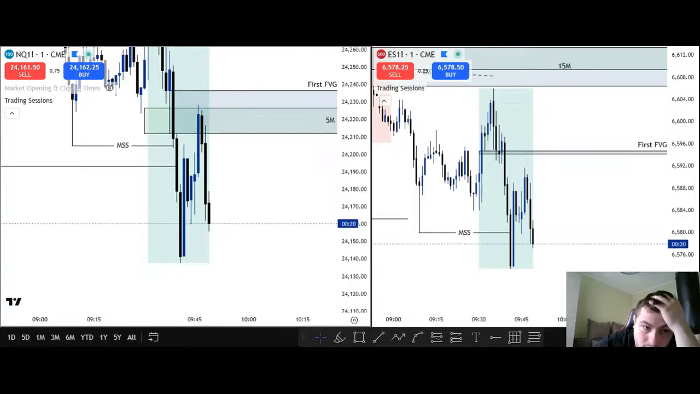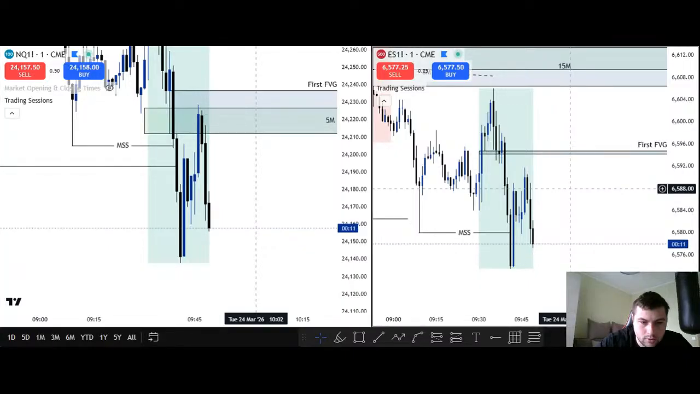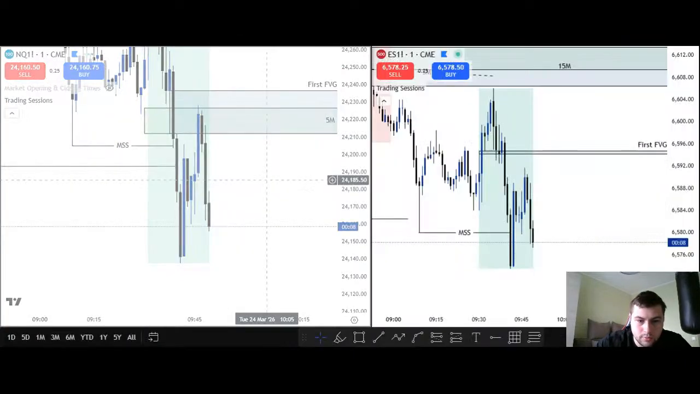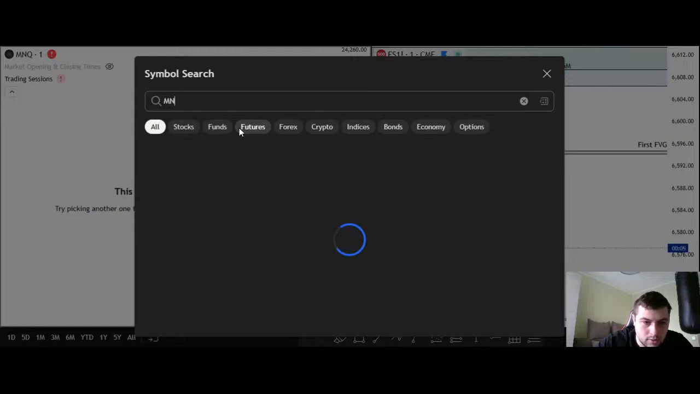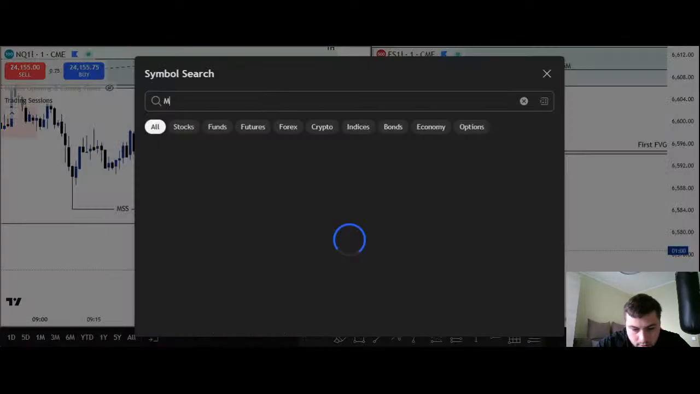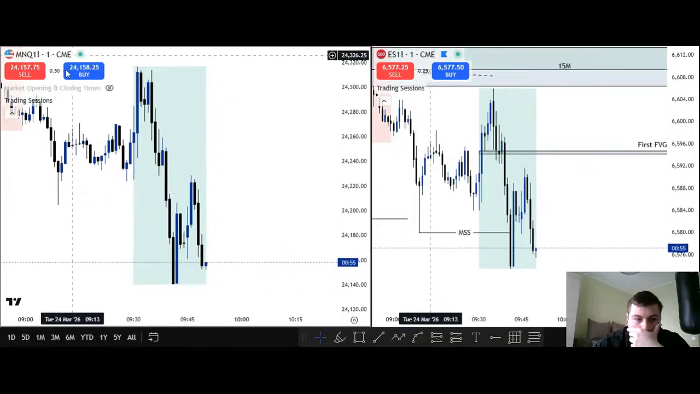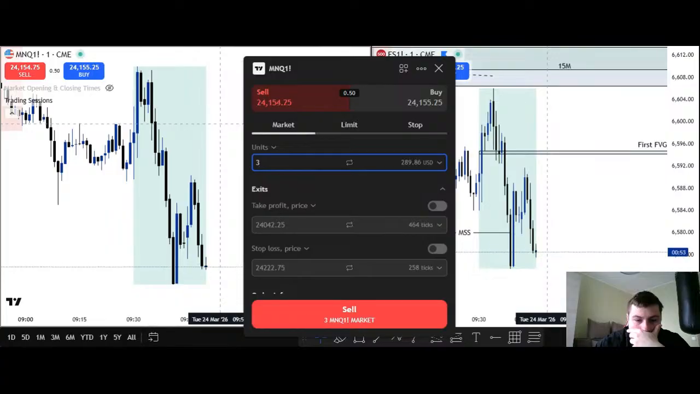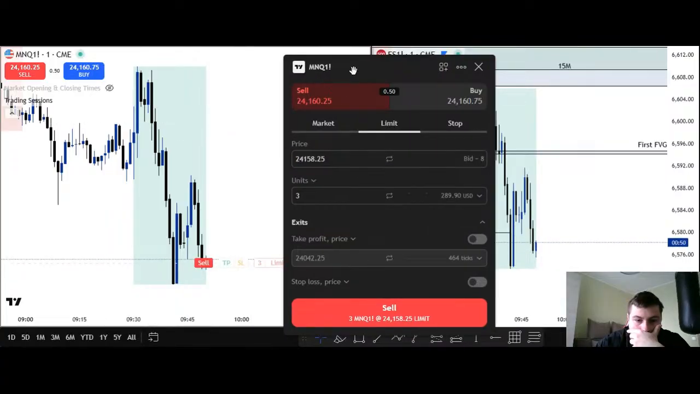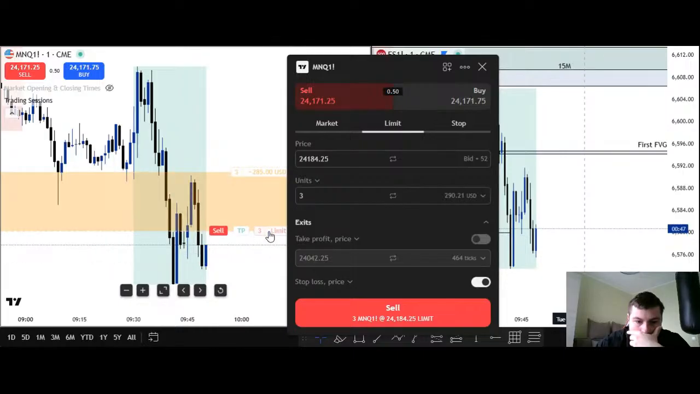Otherwise I'm not entering. I'm duplicating the tab so I can turn on mini Nasdaq. Actually, wait, I'd like to short Nasdaq MNQ, so I'm going to turn on MNQ. I like this push lower, so I'm entering at this point. I'm selling, putting the limit order. This is my stop loss. This is my take profit, and somewhere there.